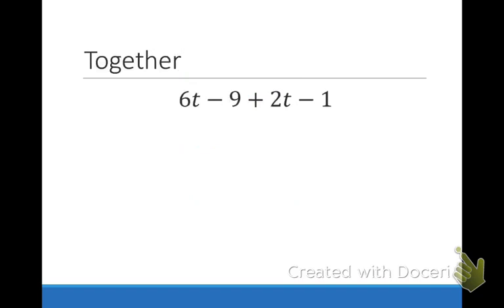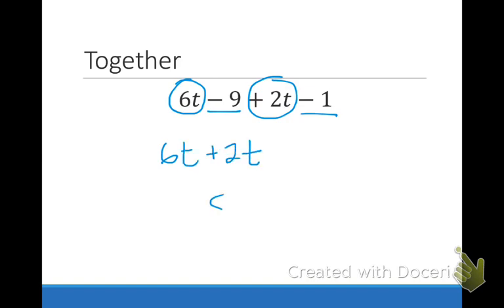So when we look at this one here, I see a couple different things. I see a variable of t, so I'm going to look for anything else with a variable of t, and I see that here. Then I see negative 9 and negative 1, two terms without variables, or two constants. So when I combine 6t plus 2t, I end up with 8t. And when I combine negative 9 and negative 1, I see that when I do keep, change, they are the same sign, so I add and keep the negative, so I have 8t minus 10.